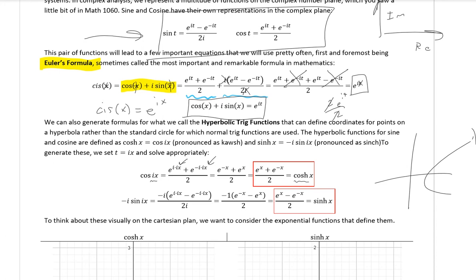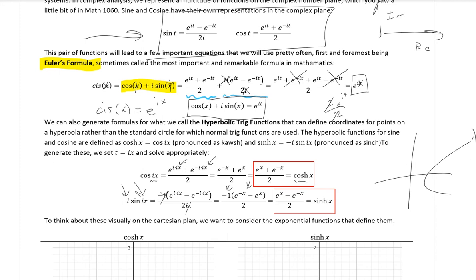You can also do the same thing with i sine, putting in ix where t is, but we're also going to introduce a negative i out front. Negative i sine of ix is actually what the hyperbolic trig function for sine is, so it's a little bit different. Solving through the same way, crossing out i's to get a negative 1, that negative 1 distributes out to switch the places of these. We get e to the x minus e to the negative x over 2 equals sinh of x, or sine-h x. Again, that h is saying hyperbolic.